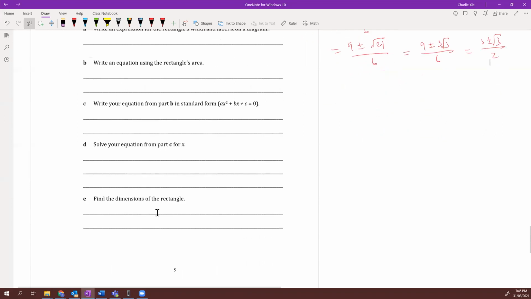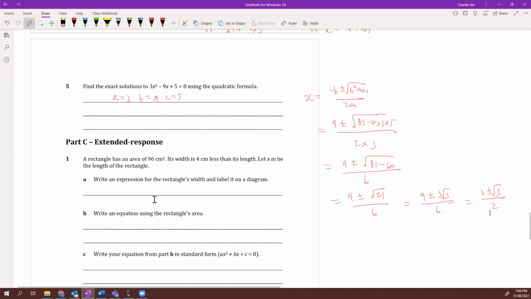All right. Lastly, this extended response question. A rectangle has an area of 96 centimeters squared. Its width is 4 centimeters less than the length. Let x be the length of the rectangle. Once you read the question, draw a diagram. Okay, so the area is 96 square centimeters, and its width is 4 less than the length. Length is x, and the width, w, is x minus 4.